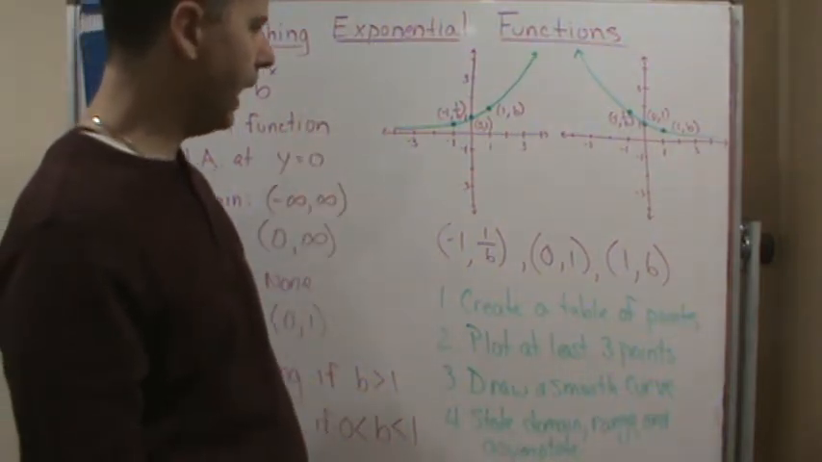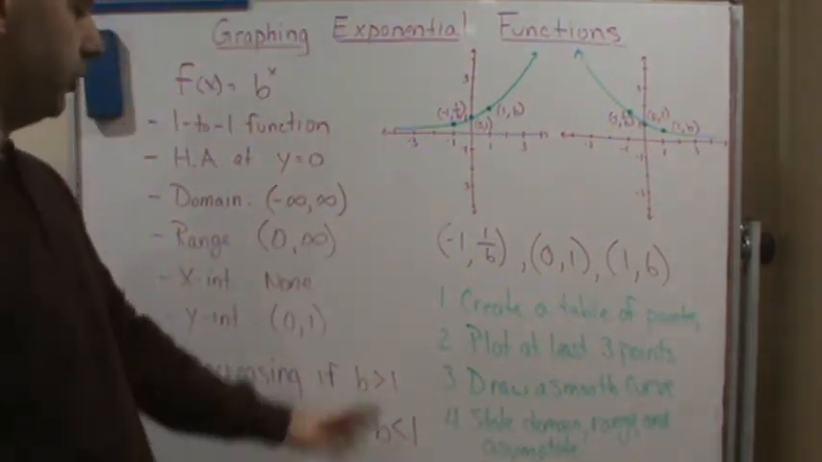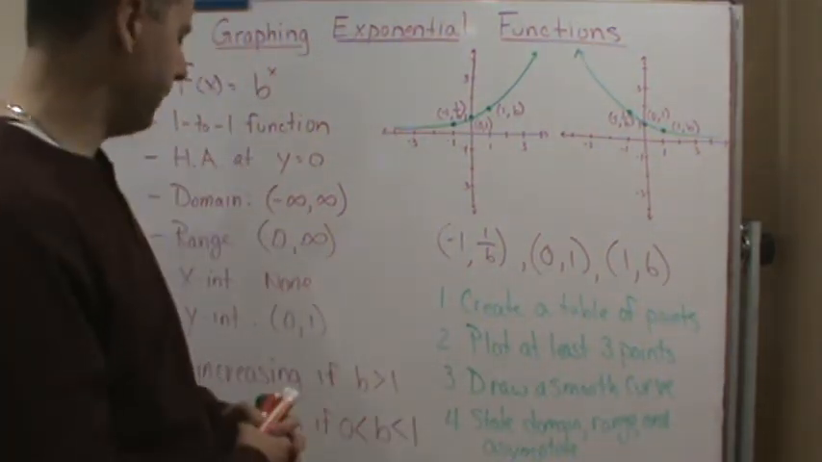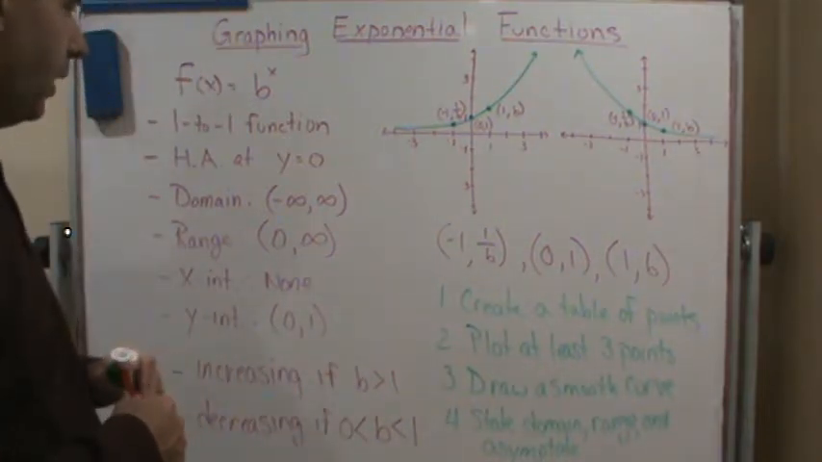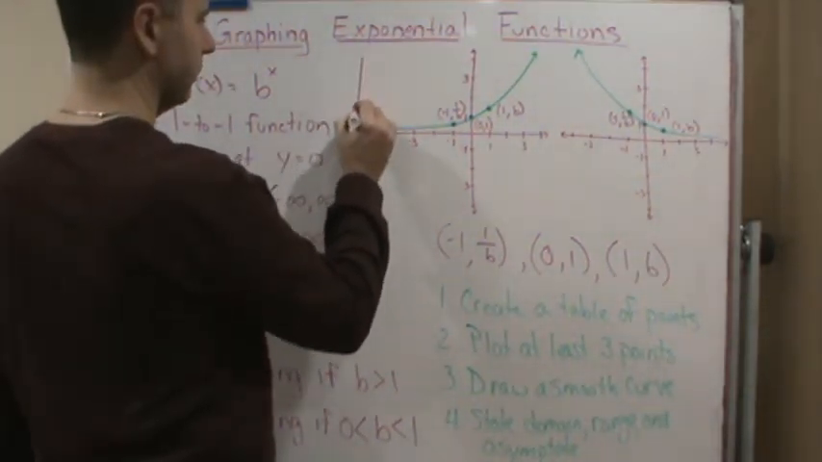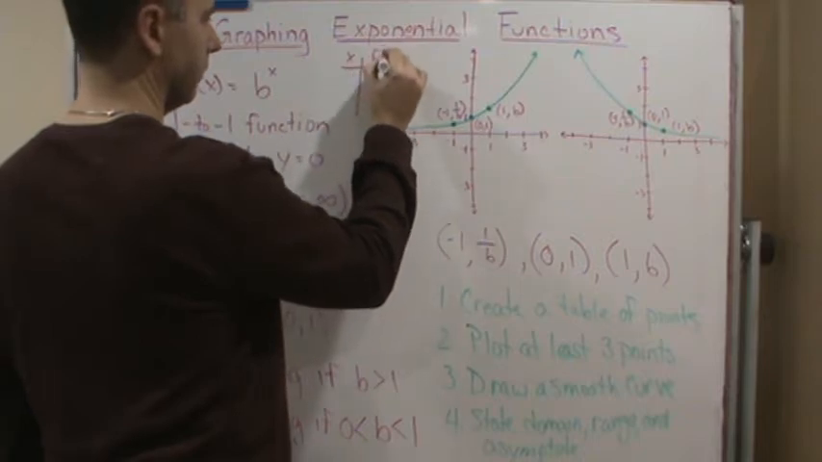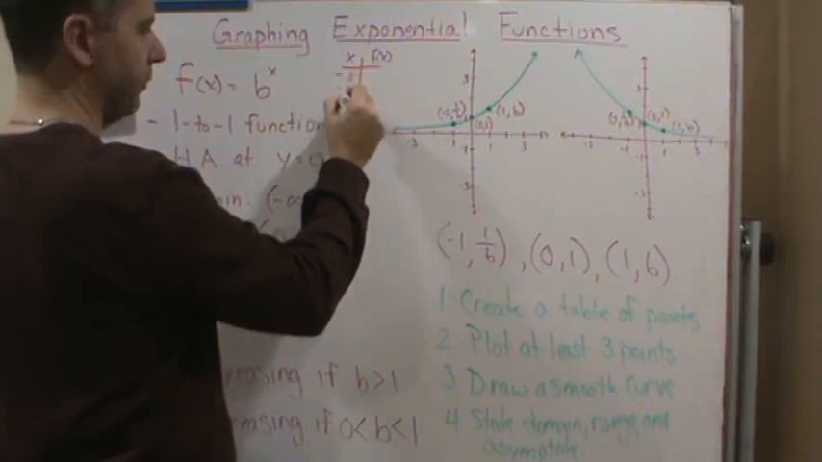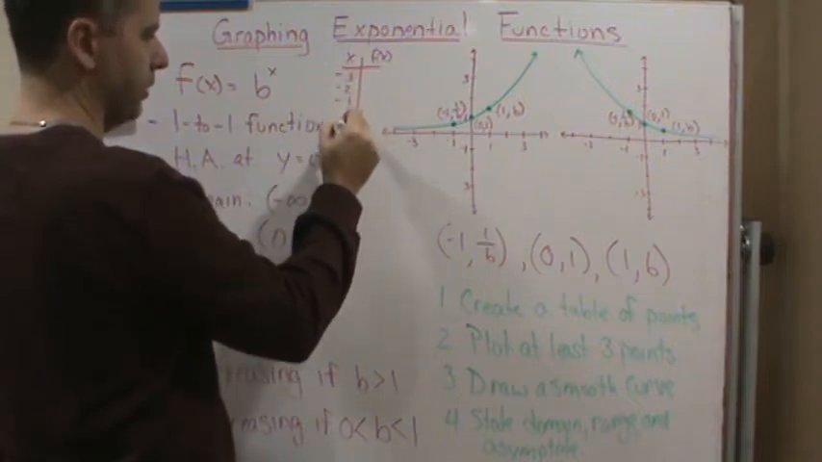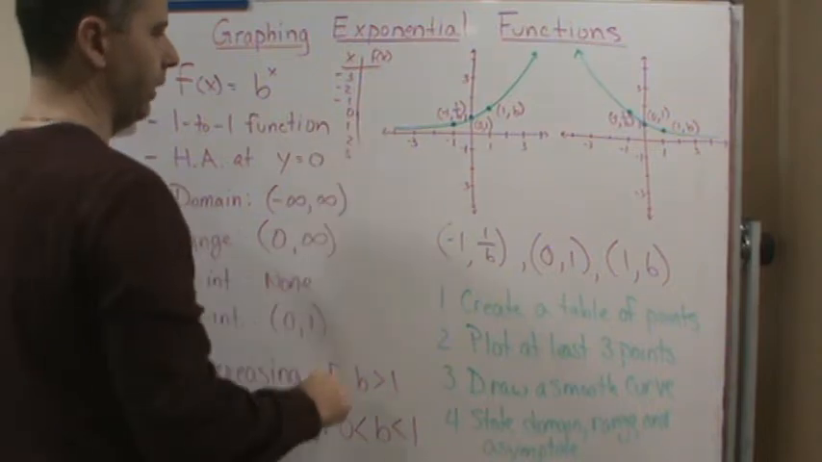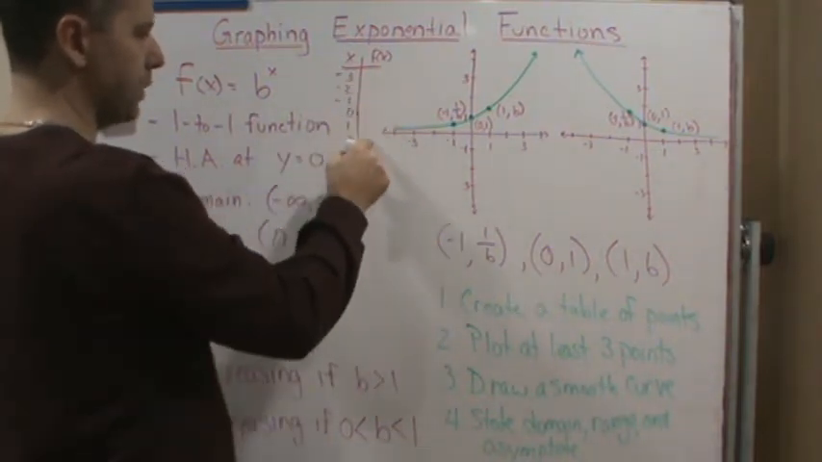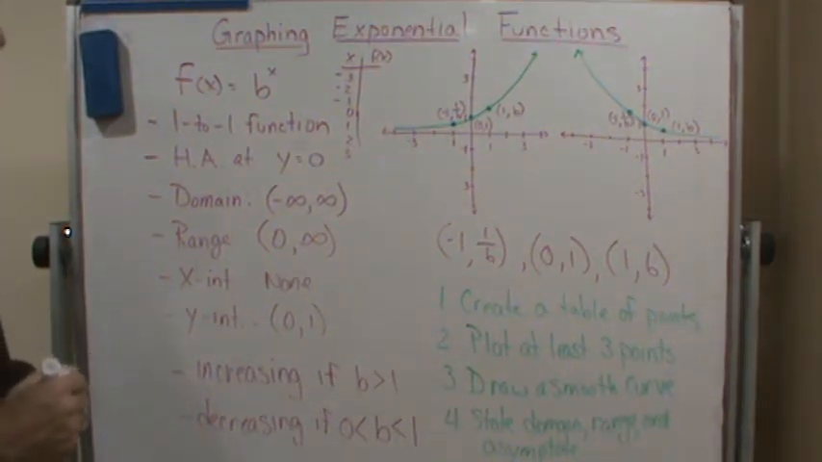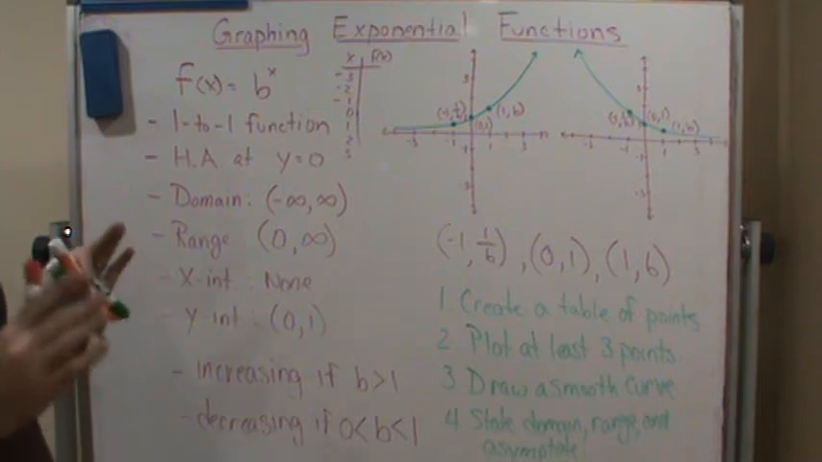Now, to graph an exponential function, you're going to follow these steps. 1, you're going to create a table of points. So what does that mean? It means you're going to create a table of x and f of x. And for every x, let's say from -3, -2, -1, 0, 1, 2, 3, you're going to figure out what the corresponding value of f of x is. And then you're going to plot those, then you're going to pick 3 points.